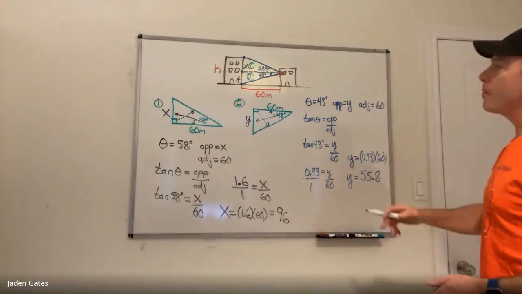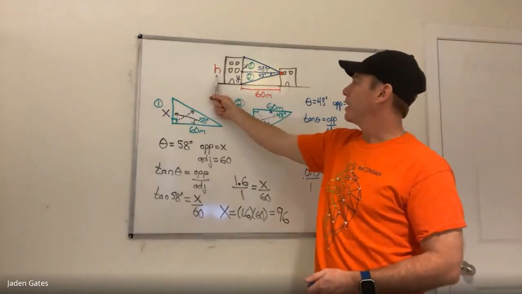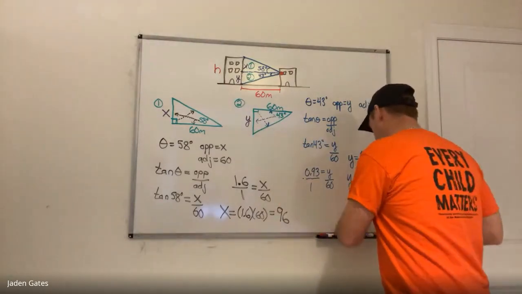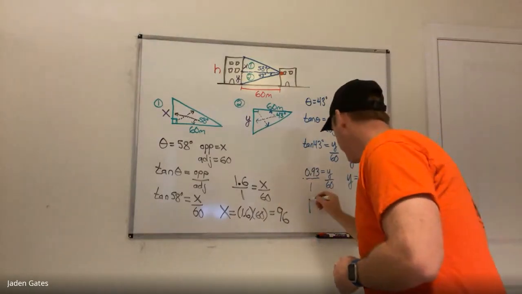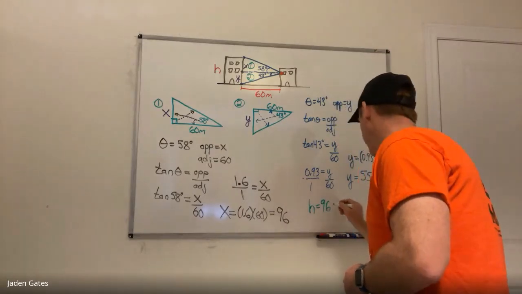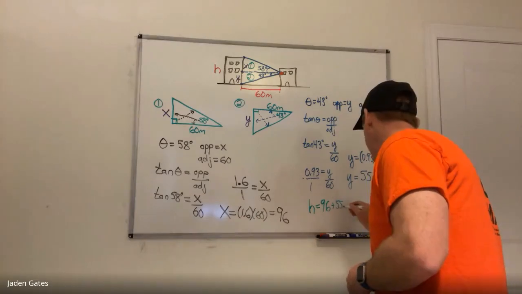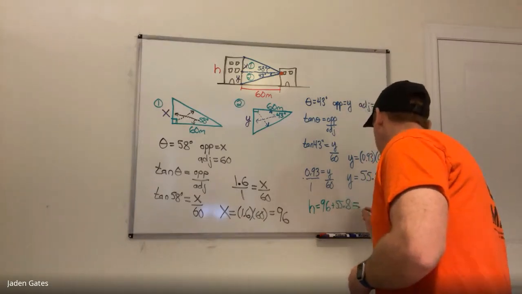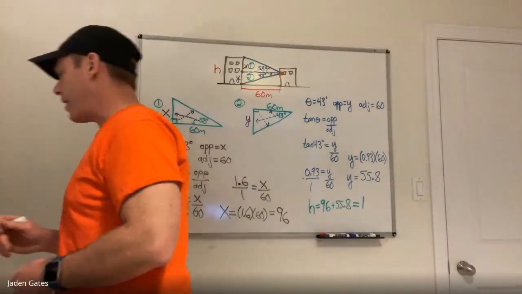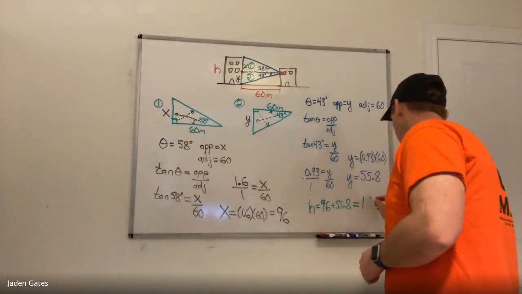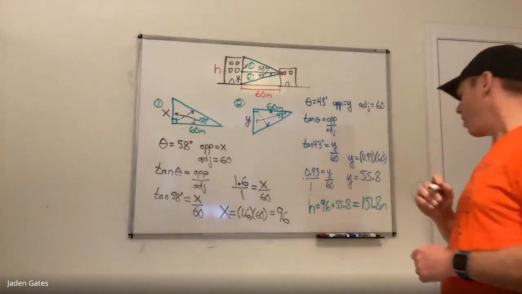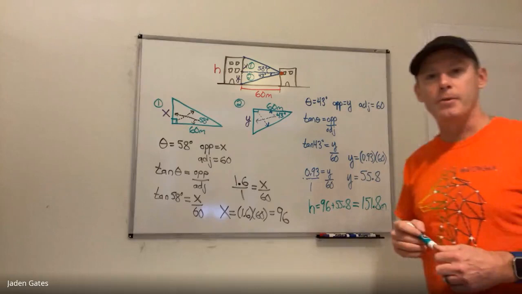And again, going back to our original diagram here, H is when we combine X and Y. So therefore H is equal to my 96 that I got for X plus my 55.8 that I got for Y. And I'm going to get 100 and something. 151.8. And the units are meters. And that is the height of our building.